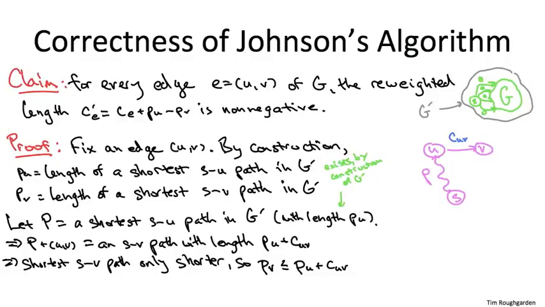And now we're good to go, because the modified length of this edge e, that is c prime sub e, is just the difference between the right-hand side of this inequality and the left-hand side. So that's why the difference is guaranteed to be non-negative. Since this was an arbitrary edge, it holds for all of the edges. That completes the proof and the analysis of Johnson's algorithm.